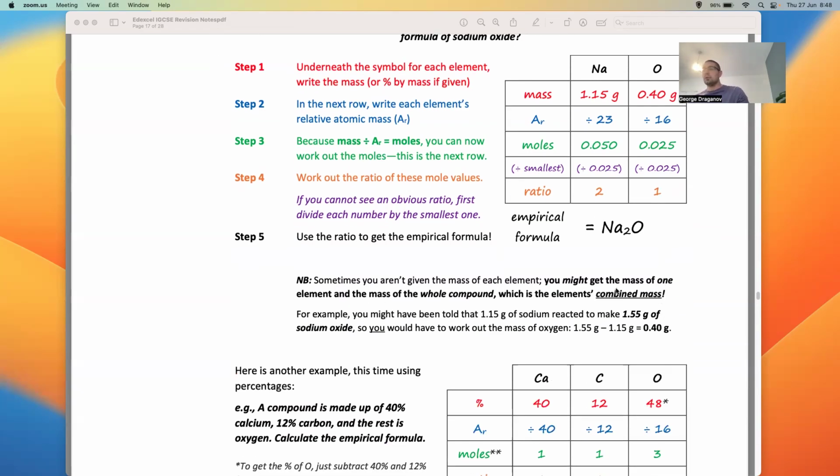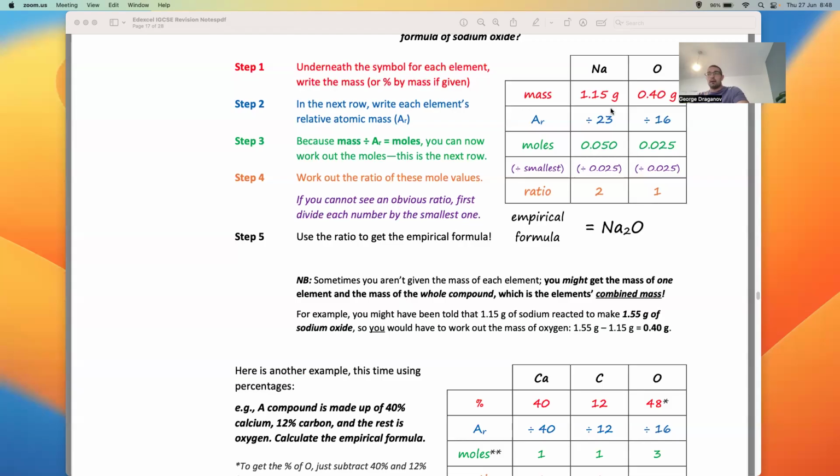Sometimes you might get the mass of one element and the mass of the whole compound. So then you need to minus from each other to find the mass of the other element. So for example, if 1.15 grams of sodium reacted and it formed 1.55 of sodium oxide, by taking the difference, you get the mass of the oxygen gained.